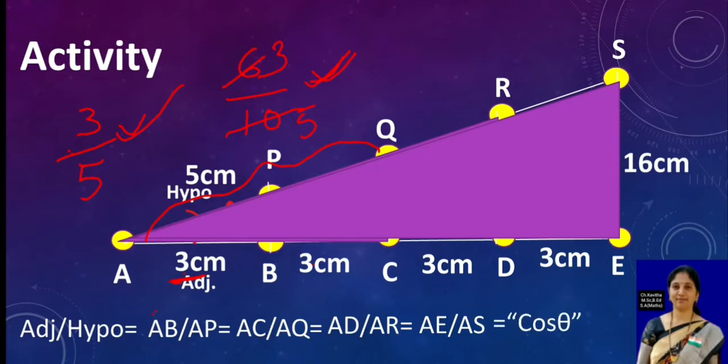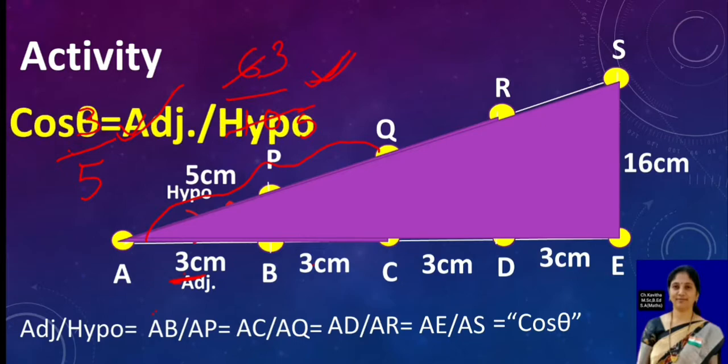This ratio is defined as cosine theta. So here, adjacent by hypotenuse. So cosine theta can be defined as adjacent by hypotenuse. This is the second trigonometric ratio.